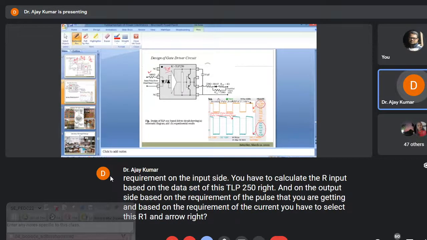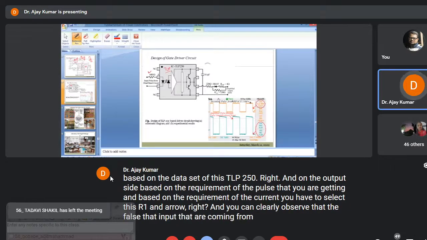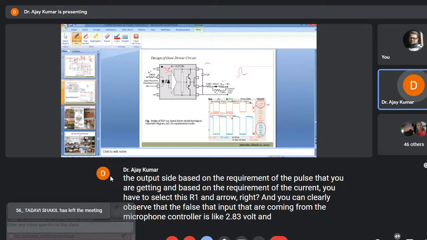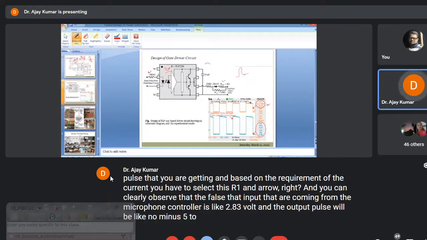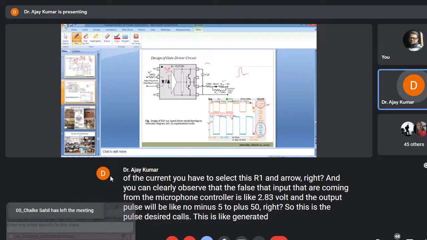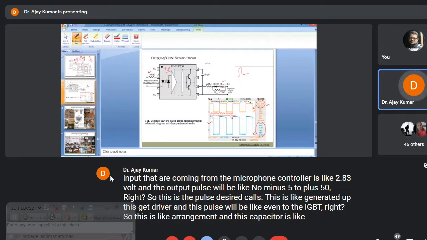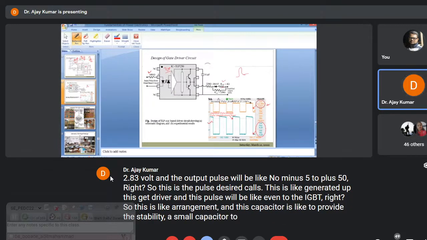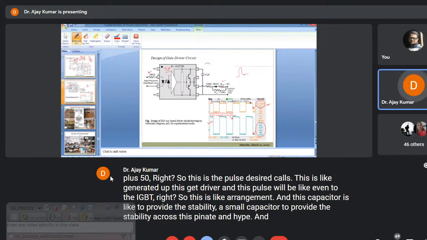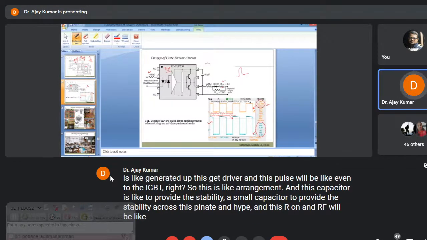You can clearly observe that the pulse coming from the microcontroller is 2.83 volt, and the output pulse will be from -5 to +15, right? So this is the desired pulse. This is generated by this gate driver, and this pulse will be given to the IGBT, right? So this is the arrangement, and this is a small capacitor to provide stability across pin 8 and 5. And this R on and R off will be helpful in order to stop the flow of the negative gate pulses, right?